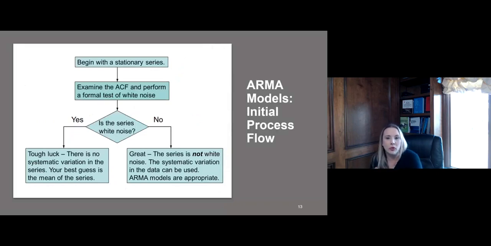So let's look at the process flow for the ARIMA model. You begin with a stationary series, and if you don't have a stationary series, typically what we will do is take a differencing. That's the I, or the integrated portion of the ARIMA model. And then you examine the autocorrelation function plot, and we'll talk more about that in a little bit. But if you recall from prior lessons, there is a plot we can view to evaluate whether we can observe autocorrelation in the data itself. And then you can perform a formal test for white noise, the Ljung-Box chi-squared test that we discussed in our last session. And then we decide if the time series is white noise.